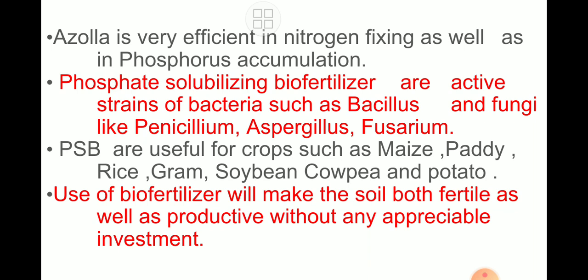Phosphate solubilizing biofertilizers are active strains of bacteria such as Bacillus, and fungi like Penicillium, Aspergillus and Fusarium. Phosphate is available in the soil, but in a non-absorbable form. Whenever we add such bacteria or fungi into the soil, they release some acids, and those acids convert the non-absorbable phosphorus into an absorbable form, which is made available to the plant for its growth. Now PSB, phosphate solubilizing bacteria, are useful for crops such as maize, paddy, rice, gram, soybean, cowpea and potato.